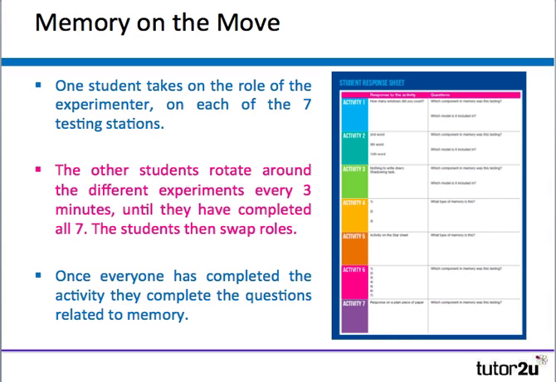Basically how it works, one student takes on the role of the experimenter, one on each of the 7 testing stations, and the other students rotate through the different experiments every 3 minutes until they have completed all 7. And then the students swap roles. Once everyone has completed the activity, they complete the questions related to memory. So this is a nice activity, and it will take you at least 50 minutes, maybe a 1-hour lesson to get everybody in your class to complete it, of course, depending on how large your class is.